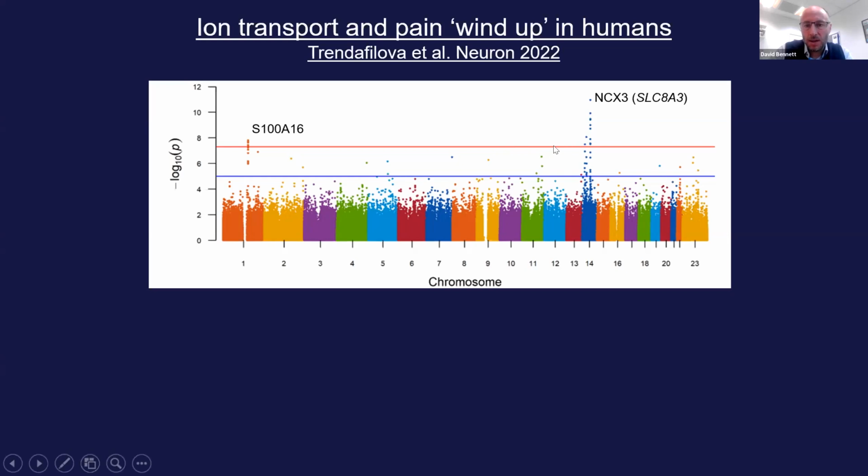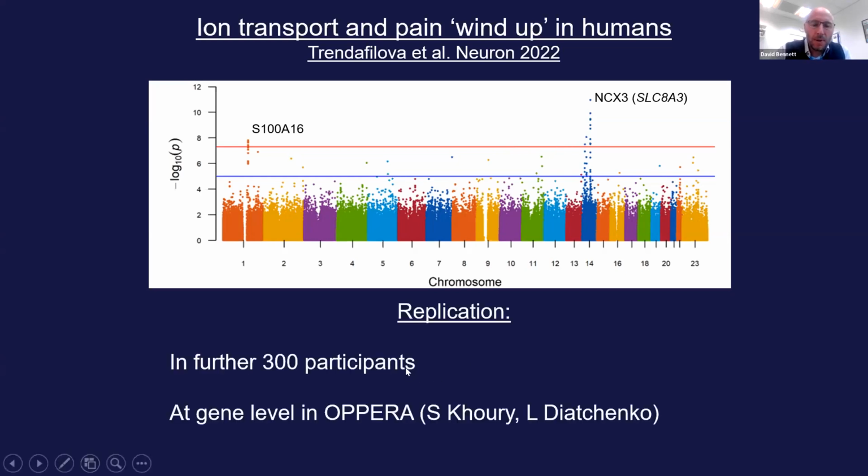The good news was we could then replicate that in a separate cohort, which we recruited in Colombia, and it did replicate. And actually, we also replicated at gene level in a cohort where Luda Diachenko had collected wind-up data in a completely separate cohort in North America. So we had an interesting genetic signal which replicated across multiple cohorts, which related to wind-up, perceptual wind-up in humans.